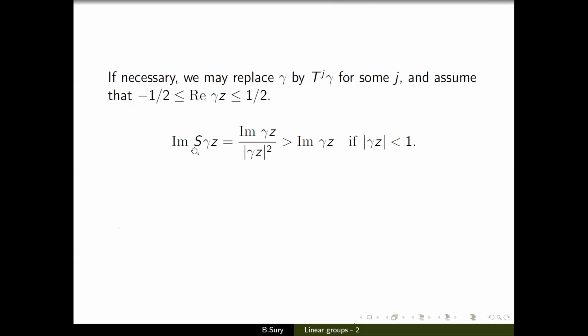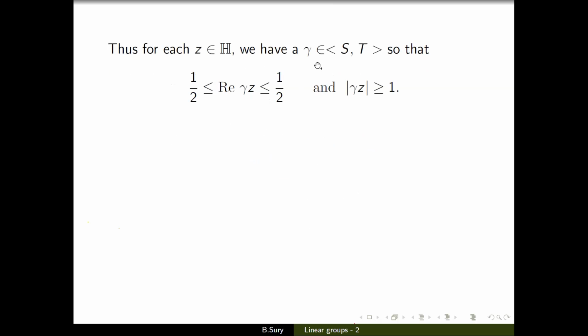Next, consider the imaginary part of S times gamma Z, where S is that inversion matrix, 0, 1, minus 1, 0. Here C and D are minus 1 and 0, which means CZ plus D will be just this. But this is bigger than the imaginary part of gamma Z, if in this thing. So this contradicts our choice, because we have chosen a gamma for which this is maximum possible. So what we are saying is that if we choose gamma for which the imaginary part of gamma Z is maximum possible, then mod of gamma Z is automatically outside the unit circle. Mod of gamma Z is bigger than or equal to 1.